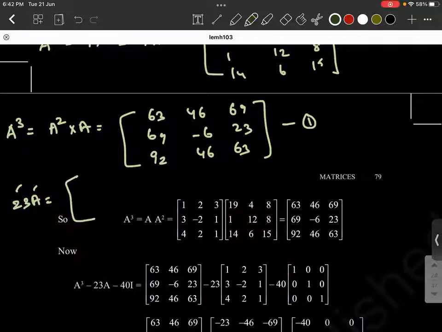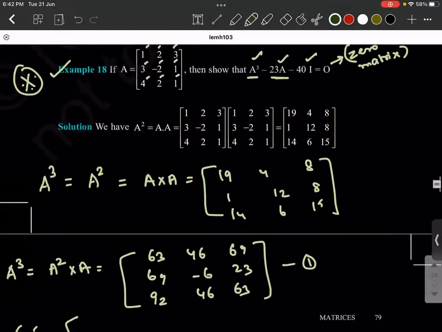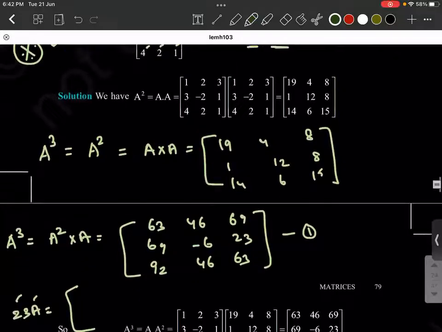So this is scalar multiplication of a matrix, means every element of matrix A should be multiplied with 23. So what will happen? It will be 23, 46 and 69; 69, minus 46 and 23; 23 fours is 92; 92 again, 46 and 23. Okay.